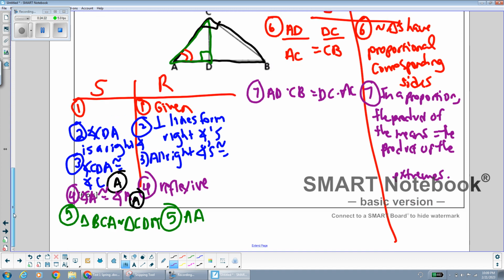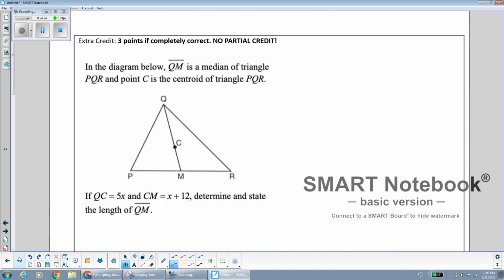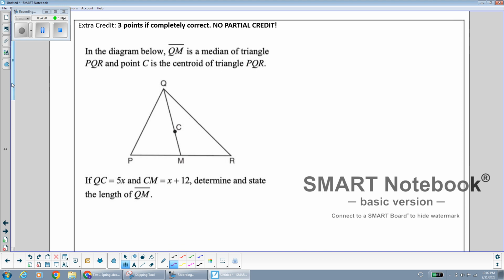And the last thing to go over in this video is the extra credit. This is Regents Review. Remember that a centroid is where the 3 medians of a triangle meet. And a centroid is special because it splits the medians in a 2-to-1 ratio. So if this is the median and that's the centroid, I know that this median is being split in a 2-to-1 ratio. So this is the 2 part of the ratio, the longer part. And this is the 1 part of the ratio.